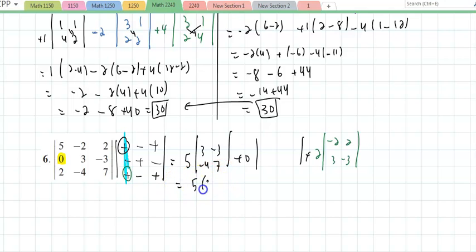And that would be a 5 times 21 minus 12. Plus 2 times 6 minus 6, that's a 0. So I'm left with a 5 times, what is that? 21 minus 12, is that a 9? 45.